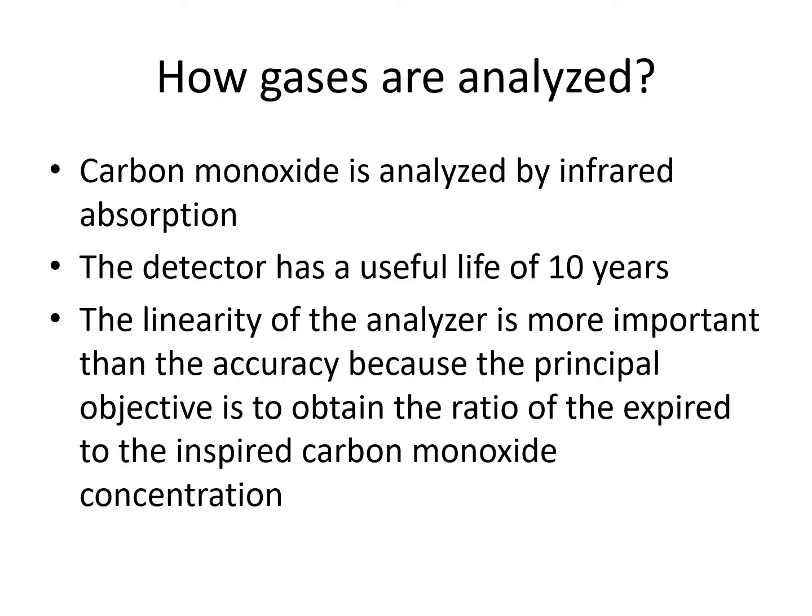So how are gases analyzed in this machine? Carbon monoxide is analyzed by infrared absorption, and the detector has a useful life of about 10 years. After 10 years, the detector has to be replaced. Here, the linearity of the analyzer is more important than accuracy, because the principal objective is to obtain the ratio of expired to inspired carbon monoxide concentration. So how much carbon monoxide has gone in has come out. That ratio is important. That's why the linearity of the analyzer is more important.